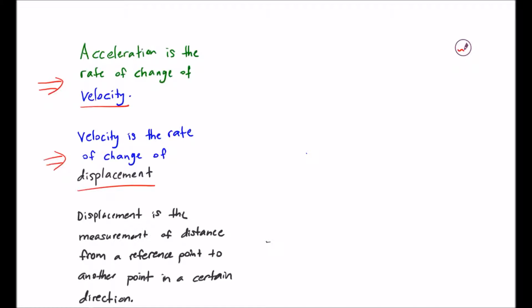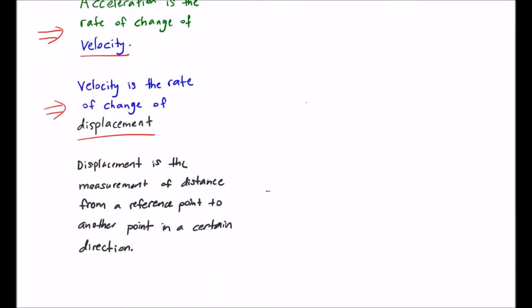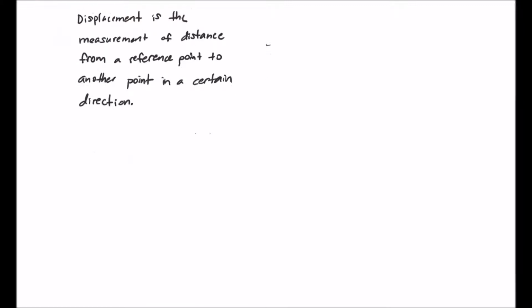So the key to understanding acceleration and velocity is to understand what is meant by rate of change of. What rate of change of means, to put it in simpler terms, is how fast something changes. So in other words, acceleration measures how fast velocity changes, and velocity measures how fast displacement changes. So let's start off by looking at velocity first. Remember, I said velocity measures how fast displacement changes.